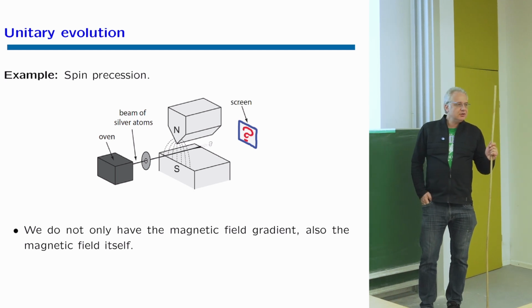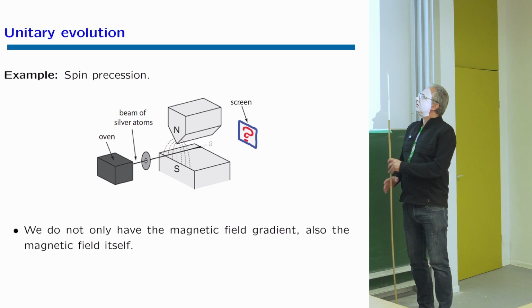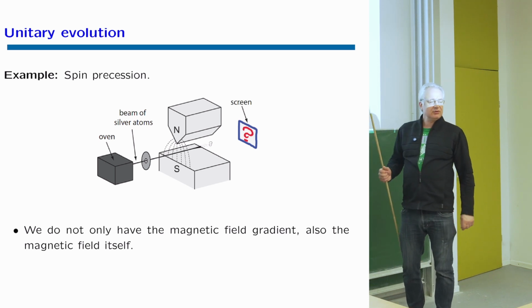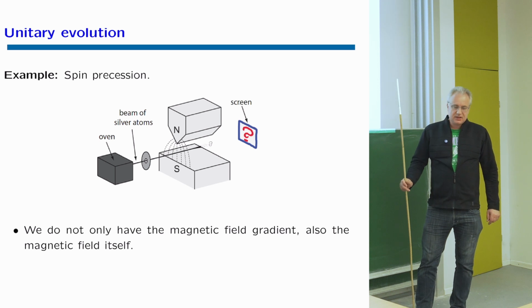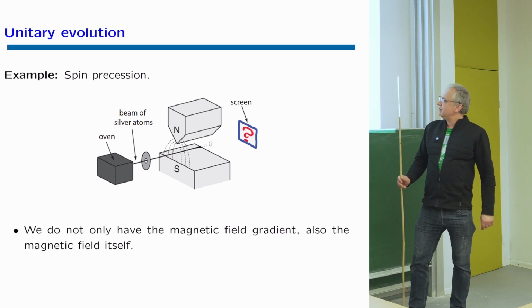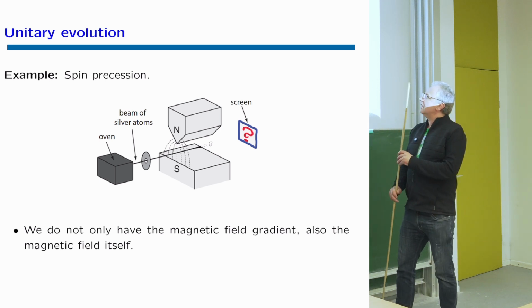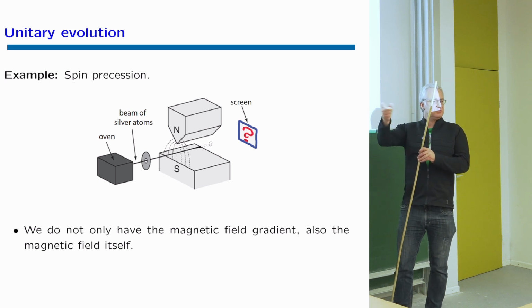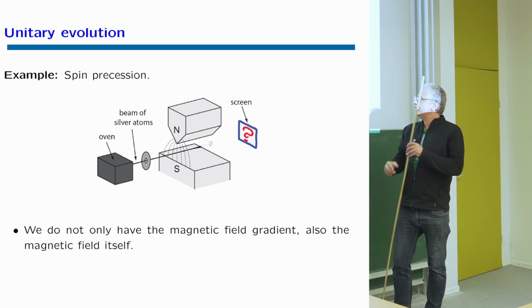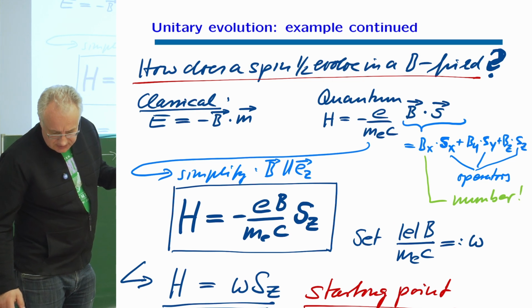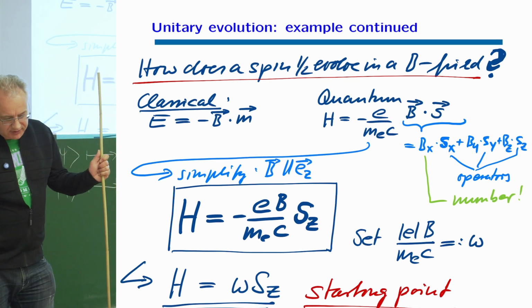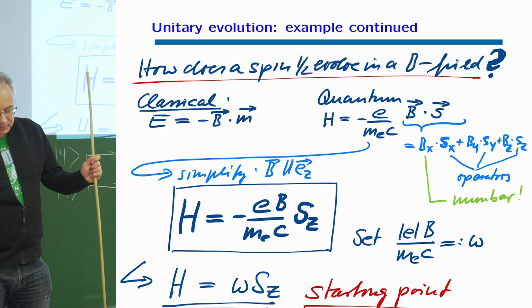But that's not all that's happening. You don't only have a magnetic field gradient here, you also have a magnetic field itself. And the magnetic field itself also does something. Namely, it rotates the spin. You get spin precession from the very same Hamiltonian that also gave us the pull on the spins. It's the simplest Schrödinger equation that you can solve, and you've probably done it.